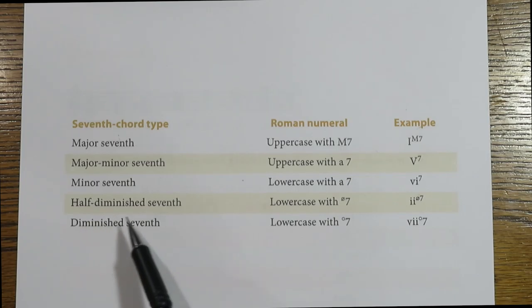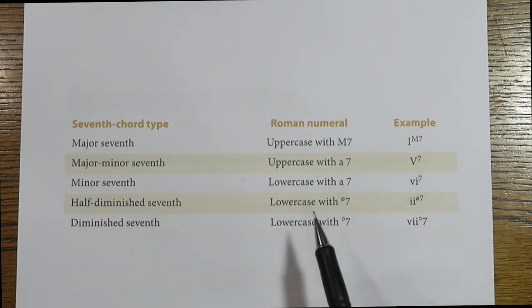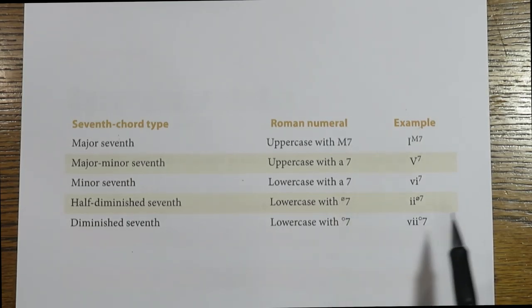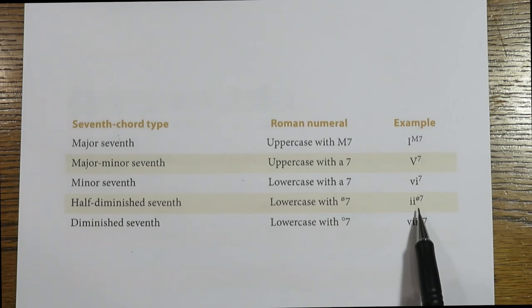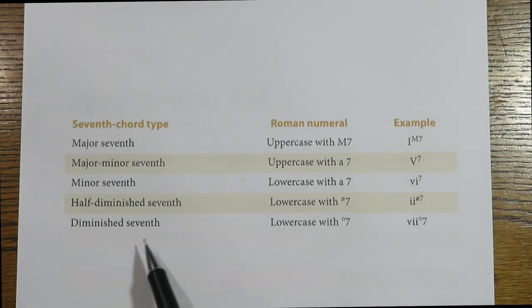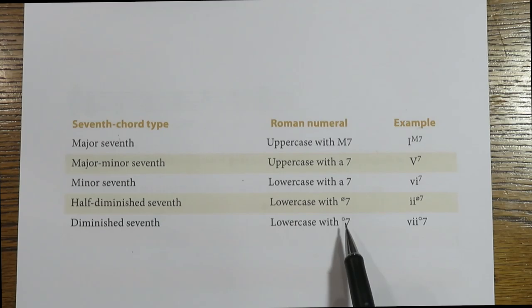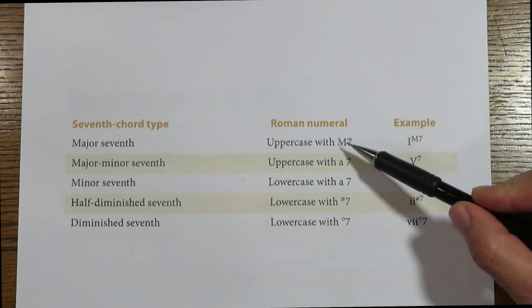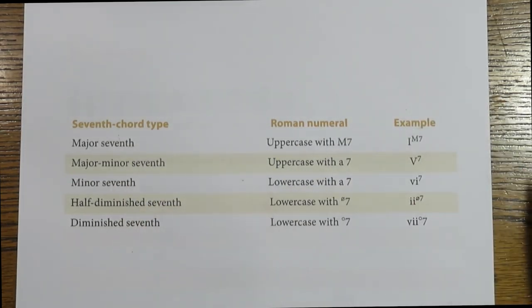And then with half diminished sevenths, you use a lowercase Roman numeral with the slash circle and a seven, like here on the two half diminished seventh. And on the diminished seventh chord, use a lowercase with the circle, no slash, and a seven, like on the seven diminished seven chord, okay? So the only time you need an M is with the major seventh chord, okay?